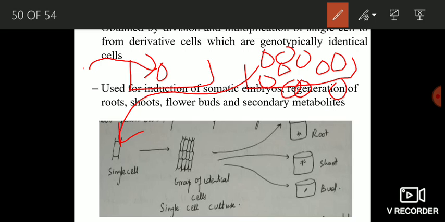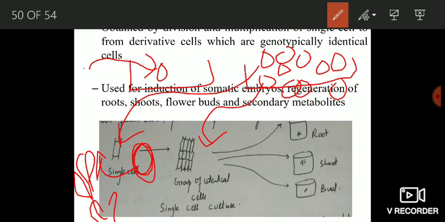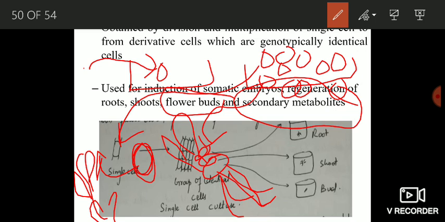For example, the individual cells may be converted to somatic embryos, and these somatic embryos will form the plants, okay, plantlets. Or in some cases, you will allow these individual cells to form the callus, and this callus may be initiated to form roots and shoots, okay, and you are regenerating the plants. And in some cases, the individual cells can be converted to flower buds, and in some plants, you can use this cell cloning technique to produce important secondary metabolites.